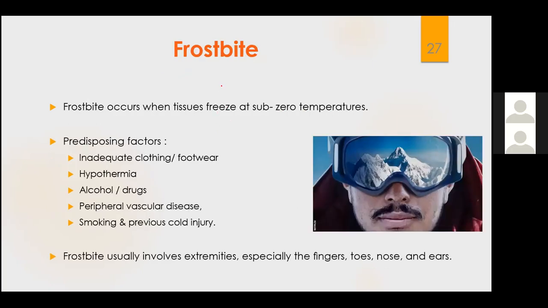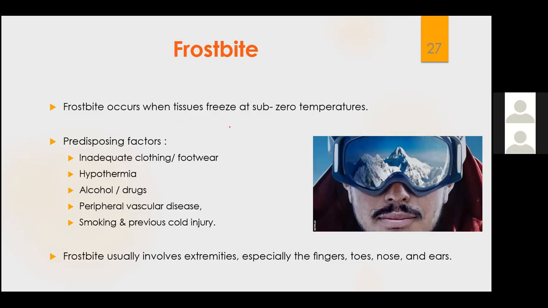So let me discuss about frostbite. Usually frostbite occurs in the tissue at sub-zero temperatures. So what are the predisposing factors to frostbite? It's basically in patients with homelessness, drug addicts, inadequate clothing and footwear. Hypothermia also can lead to frostbite.